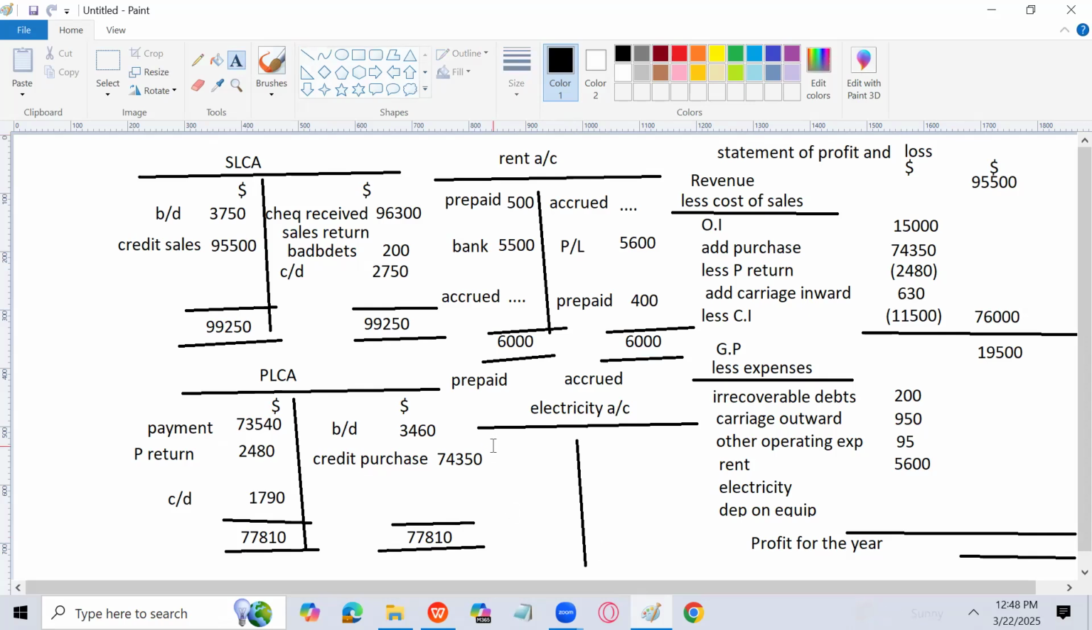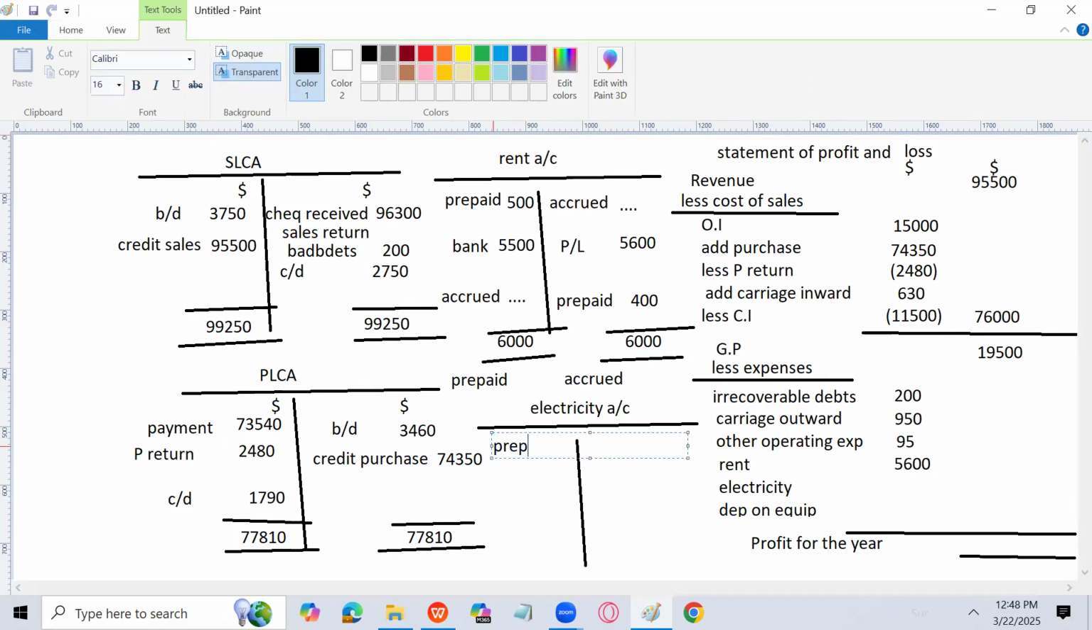Again, the same format. I will use the same format. Format will not change. Prepaid broadband will come over here. Accrued broadband will come over here. Here I will write accrued carried down or owing carried down. Same thing. Outstanding is also the same thing. Prepayment is also known as paid in advance. Bank figure will come over here. What has been paid?